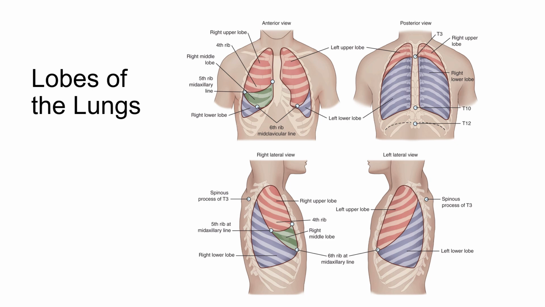Next is a review of the lobes of the lungs. And I hope this is a review and everybody remembers that our right lung has 3 lobes. So you should remember that when you're auscultating for breath sounds, that there is an extra lobe in there that you need to make sure you get a good listen to.